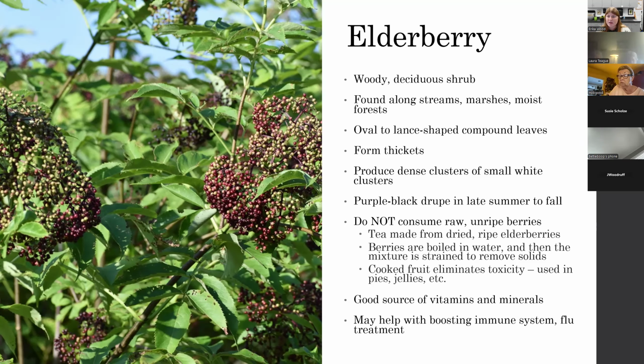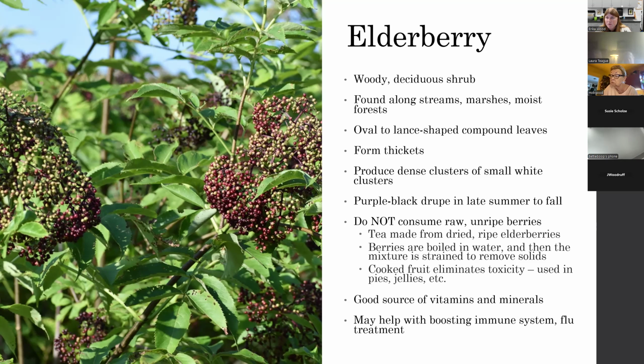In time, this plant will form clusters of these beautiful little white flowers, but what you see after is the fruit. And this is a drupe fruit that is more of a purply black color that appears really around this time right now.